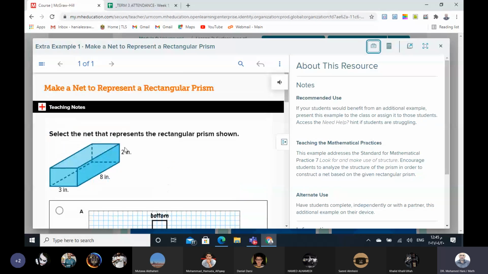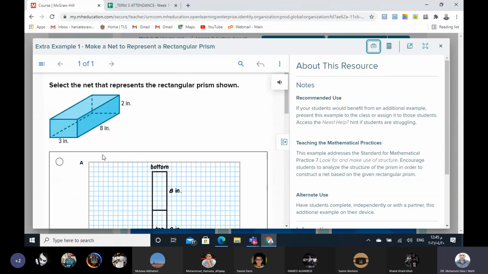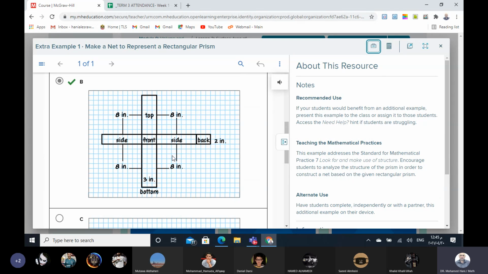As you see here, the figure is three-dimensional. But when you draw the net, the figure will be what? It will be two-dimensional. This is the meaning of the net.